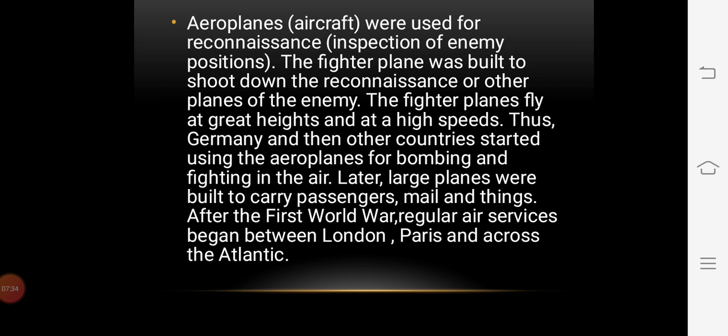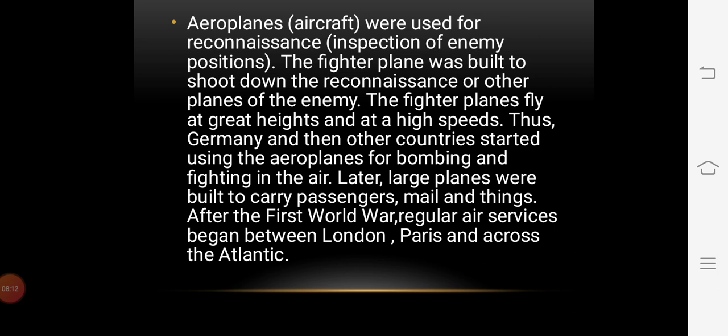The word used over here means that the fighter plane was built to shoot down the reconnaissance or other planes of the enemy. The fighter planes fly at a great height and high speed because they are used to aim at the enemy where he was hiding. Therefore, for getting the enemy's position they were using aircraft.